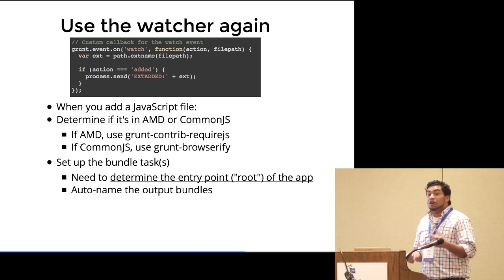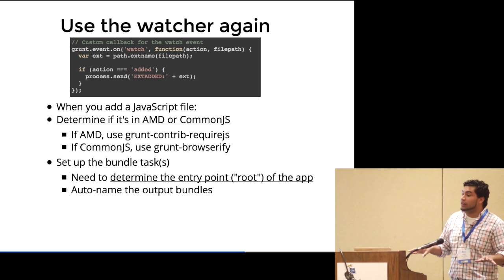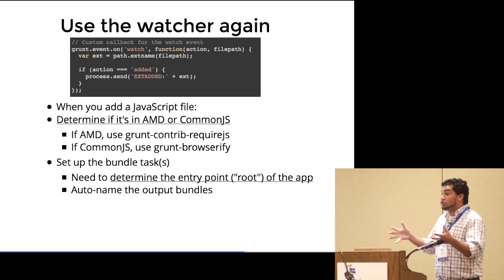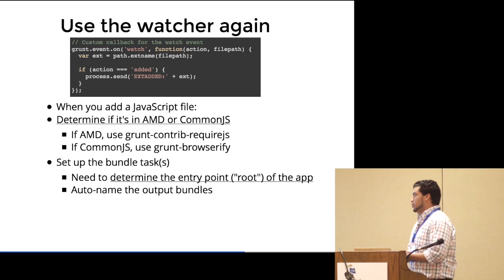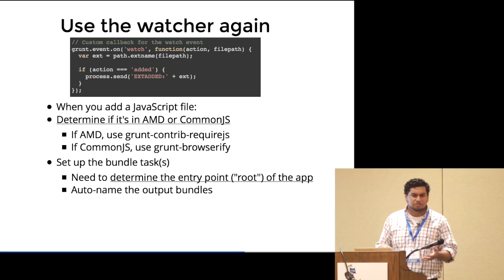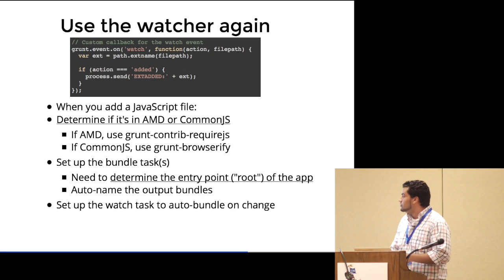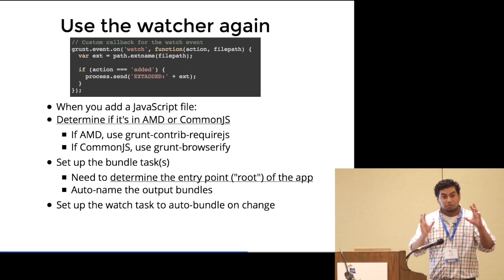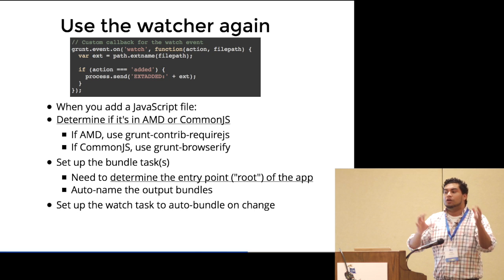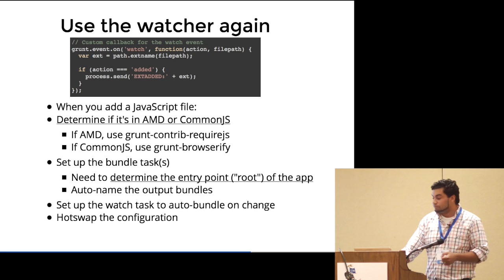You need to determine automatically, programmatically, what the entry point is. You should never again have to specify what that input, what the starting point is. We call that the root. And then for the output, you should just auto-name it, right? And tell you what the name is, so you can just include it in your HTML. That's the bundling task. And now you need a watch task that says, on change of a JS file, just rebundle, please.